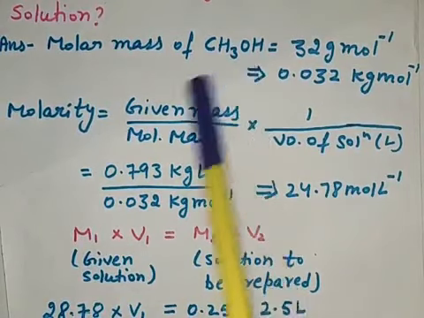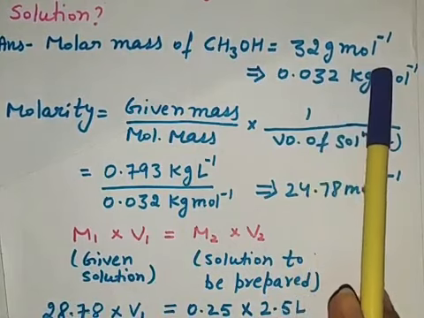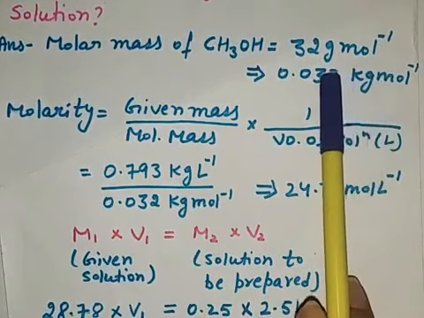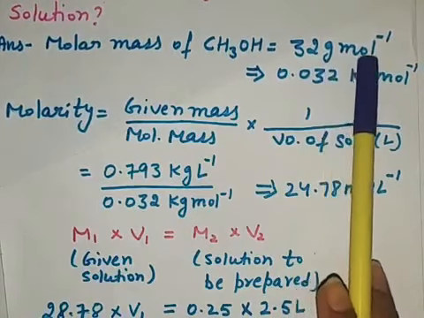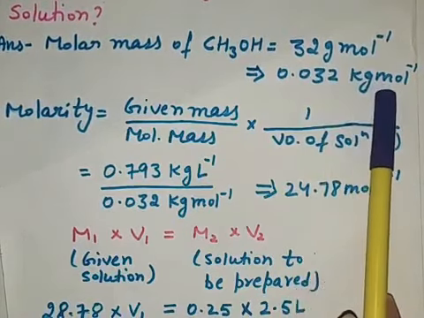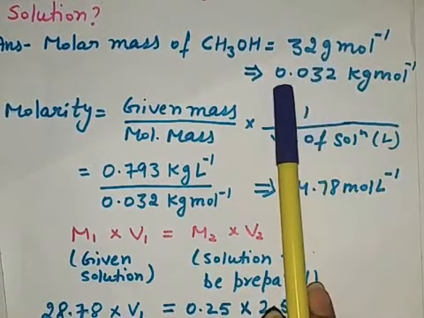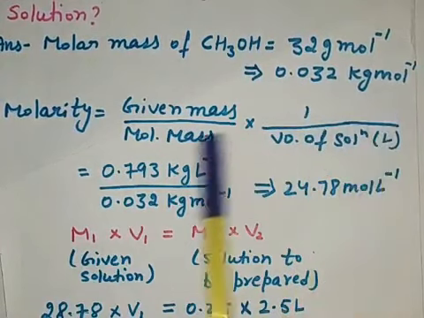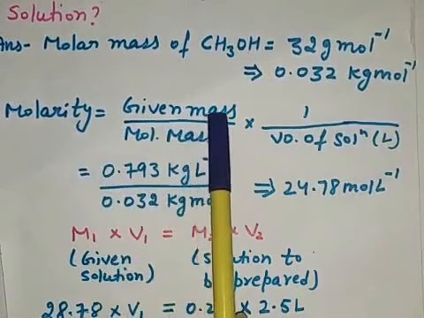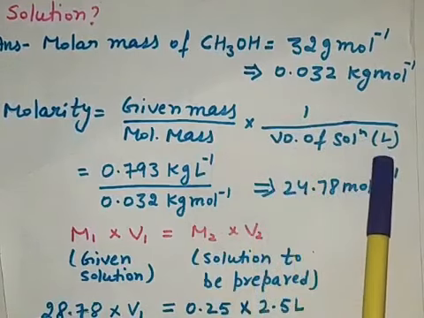When you find the molecular mass, it is equal to 32 gram per mole. Now as you can see, the density is in kilogram, so here we will convert gram per mole into kilogram per mole. You divide 32 by 1000, so it comes to 0.032 kilogram per mole. Now molarity is equal to given mass divided by molar mass into 1 by volume of solution.